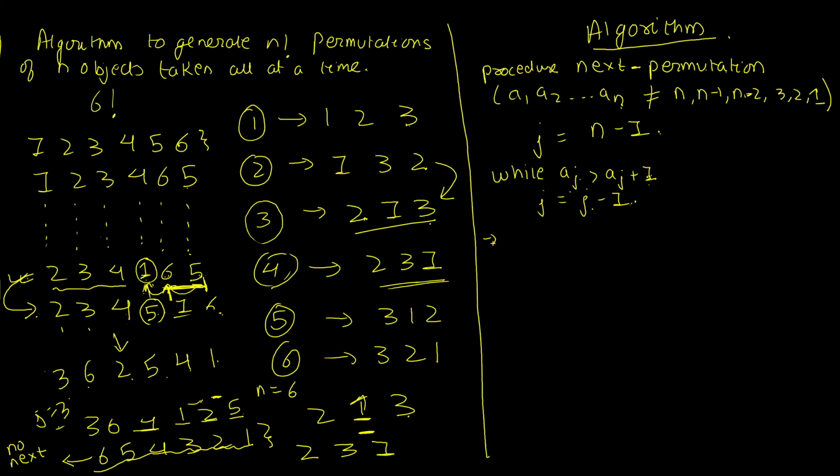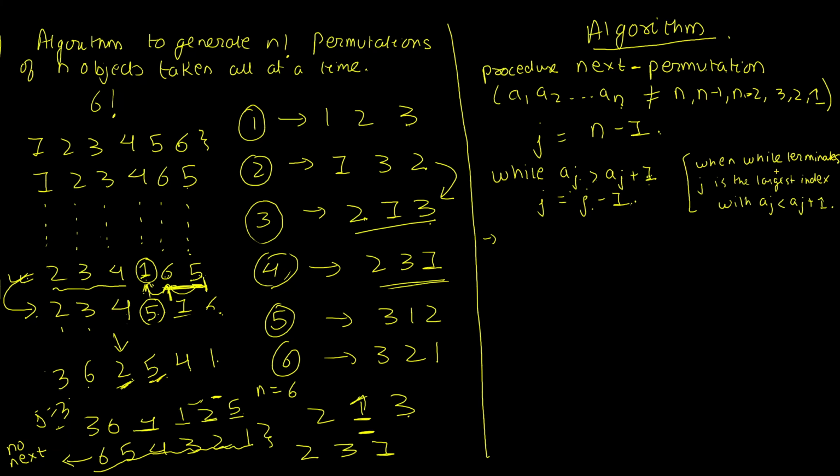We'll write what happens next here. But you should understand that when the while loop terminates, j is the largest index with aj less than aj plus 1. And the point of this entire statement is, it is the first index where the number breaks the ascending pattern. So 1, 4 and 5 are ascending and 2 is descending. And that is characterized by aj being less than aj plus 1.